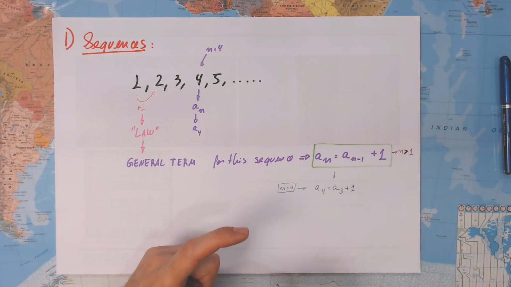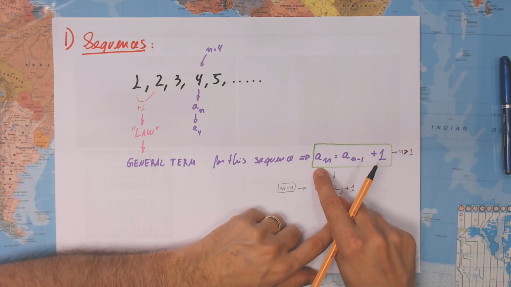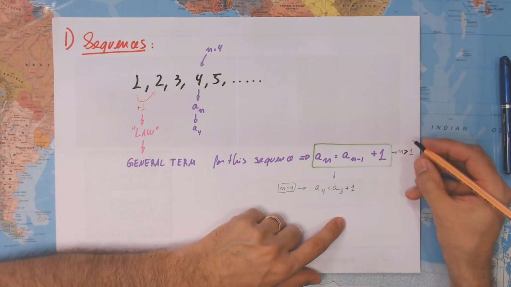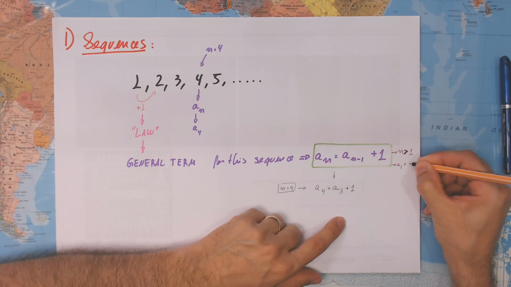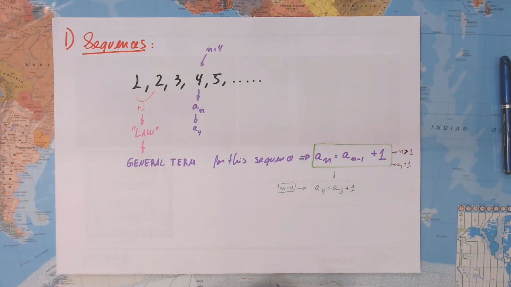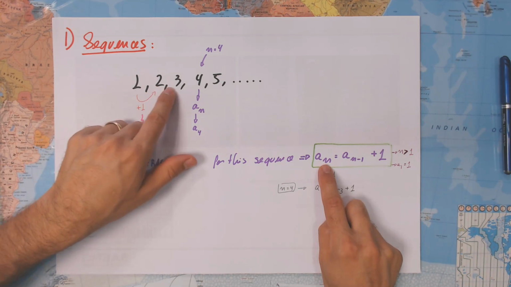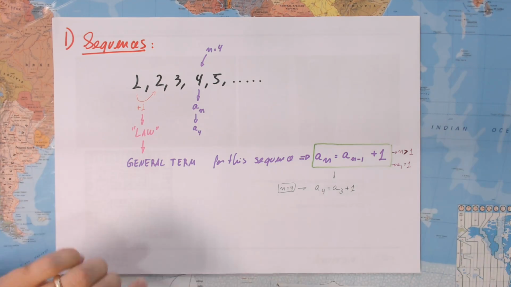It cannot be 1. Because this formula only works for n greater than 1, we also have to state that A1 equals 1. If the general term is going to work only for the second term onwards, we have to provide what the first term is.